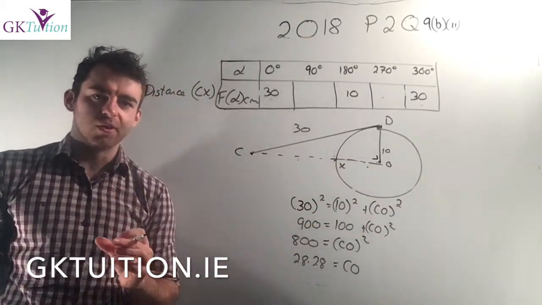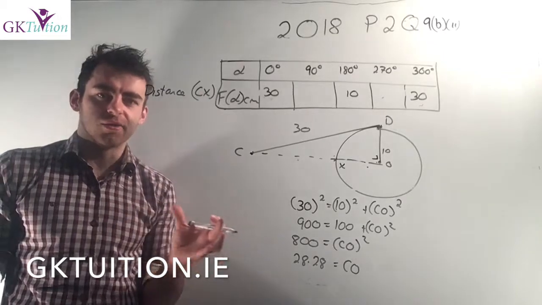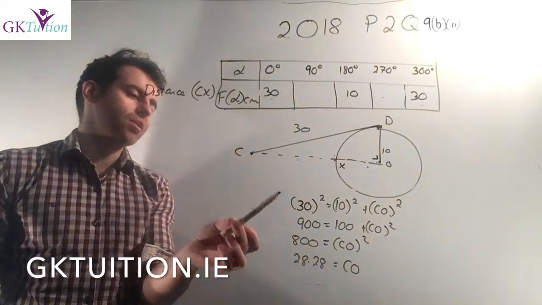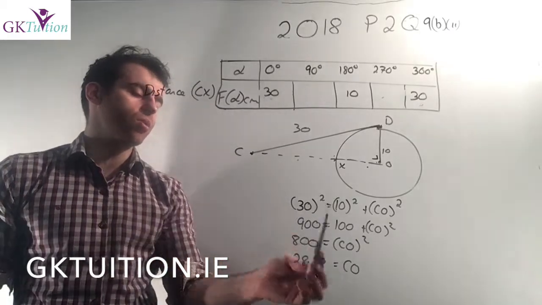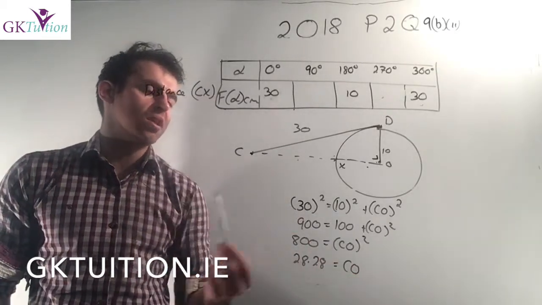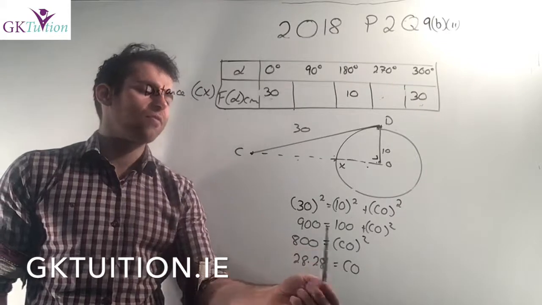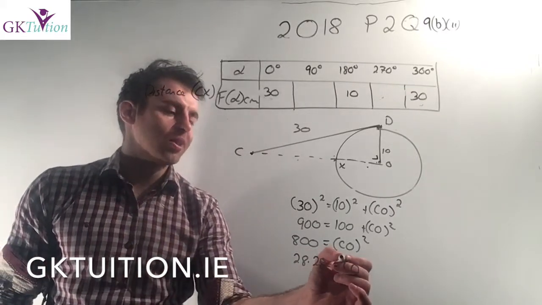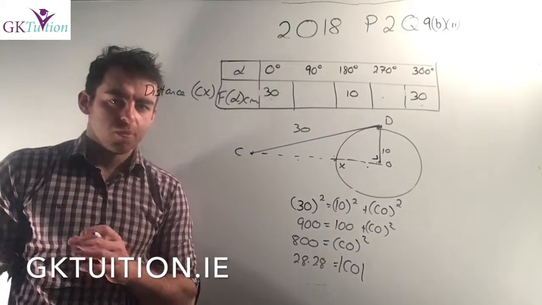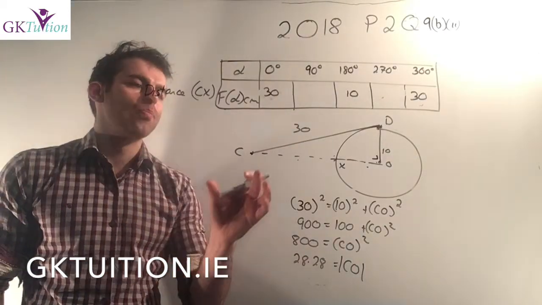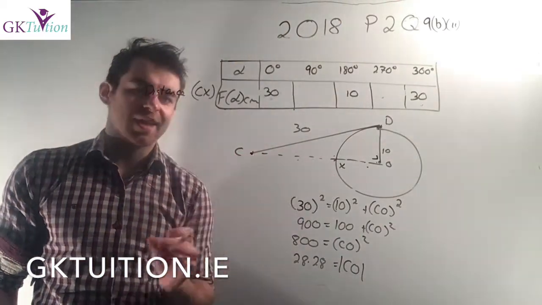Because I have two sides in a right angle triangle, we just use Pythagoras to find the third side. So as you can see, I've set that up here. The hypotenuse in this case is 30, so 30 squared is equal to 10 squared plus CO squared. And if you simplify that down, you end up with the distance CO is equal to 28.28. But I'm not looking for the distance CO. I'm looking for the distance CX.